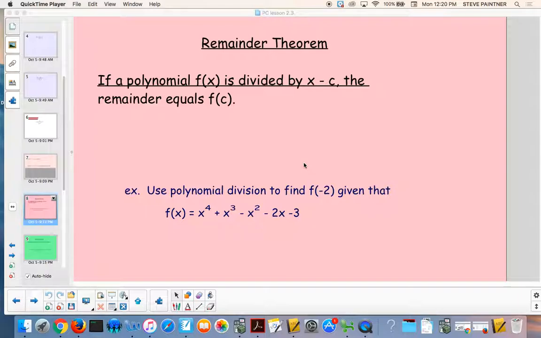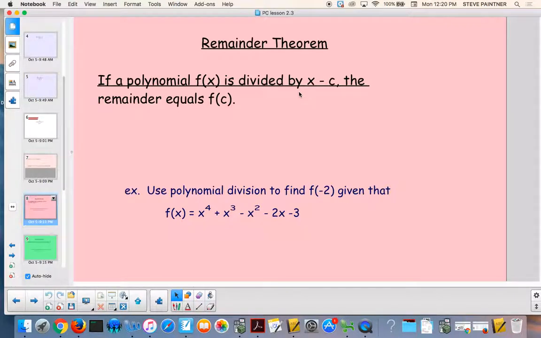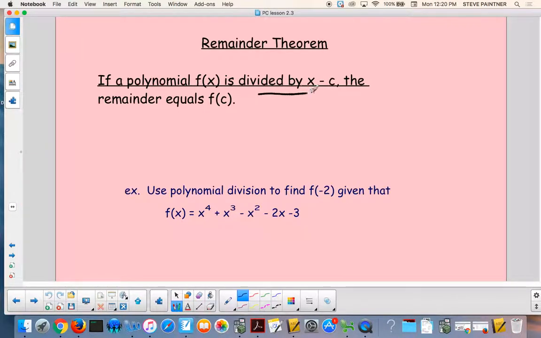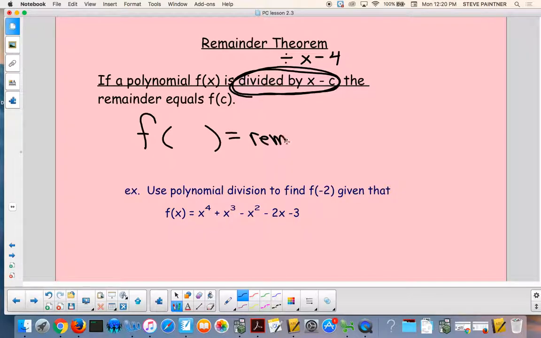All right, let's go back to Friday. We ended with this slide. We'll begin with this slide. The remainder theorem says this. If a polynomial f of x is divided by x minus c, let's go like this. Instead of saying divided by x minus c, let's say divided by x minus 4. Okay? The remainder equals f of c. So whatever the remainder is, that goes here.